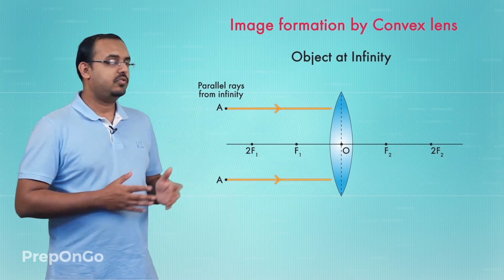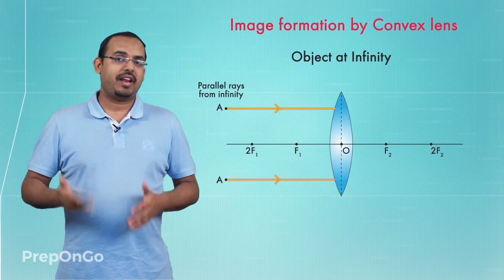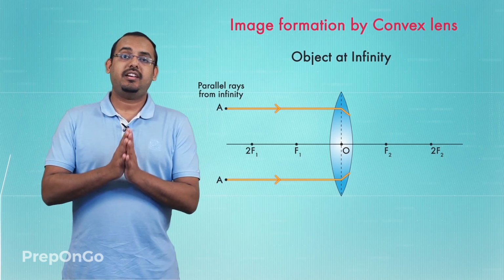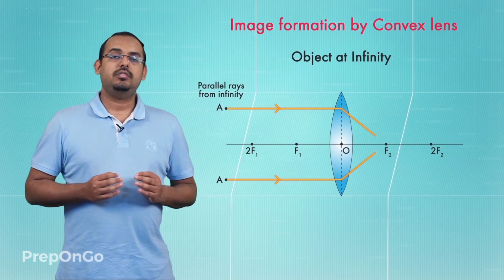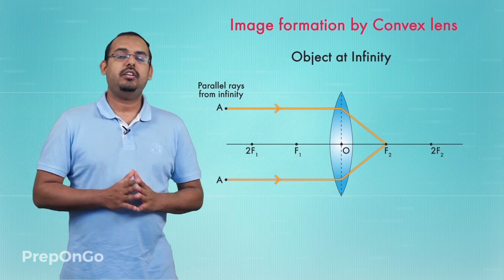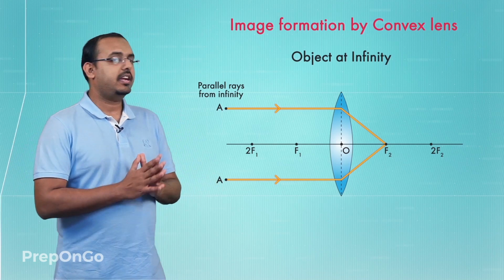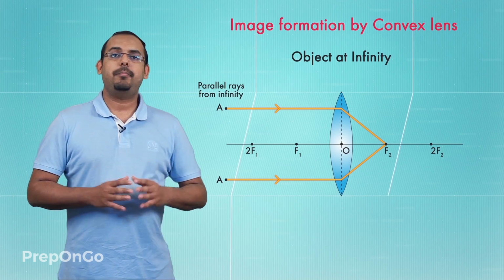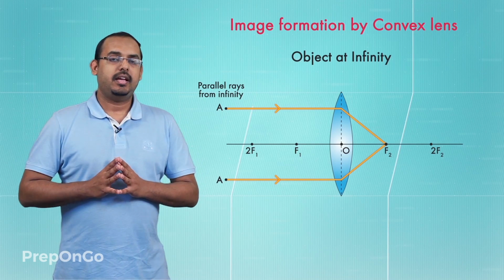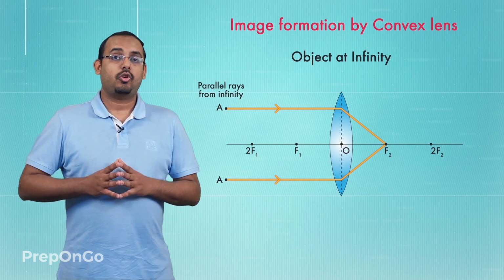So now these two rays which are traveling parallel to the principal axis of this convex lens, after refraction from the convex lens, they refract in such a way that both of them move towards the focus of the convex lens and pass through the focus. So now here we can see that the two refracted rays both intersect, they both meet at a point which is the focus of this convex lens, right?